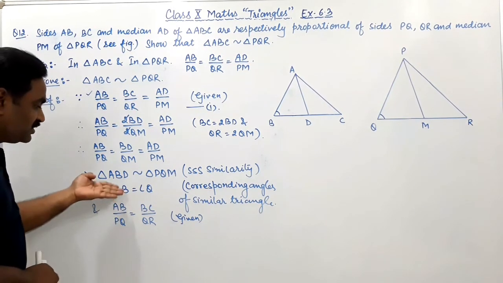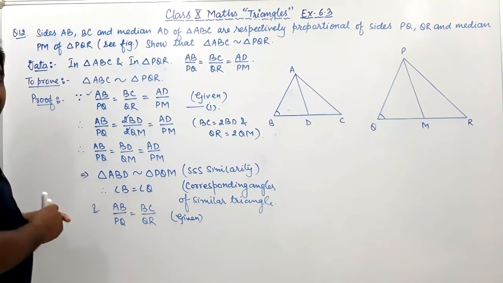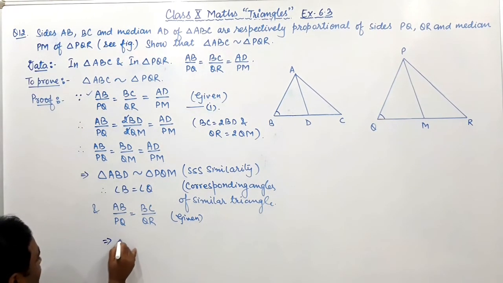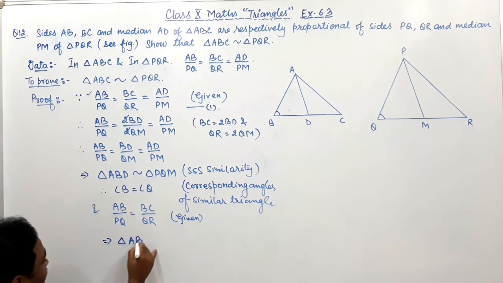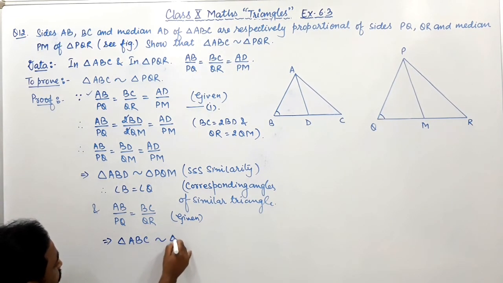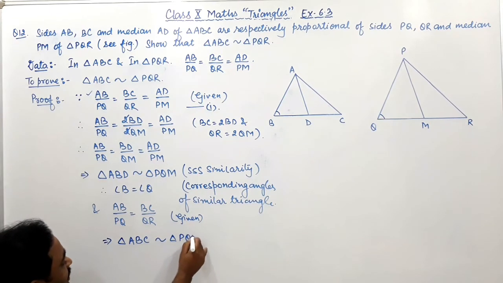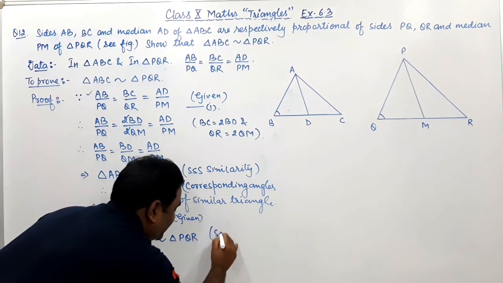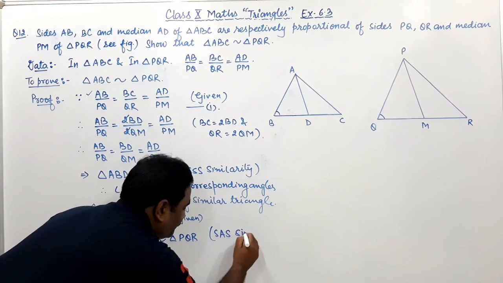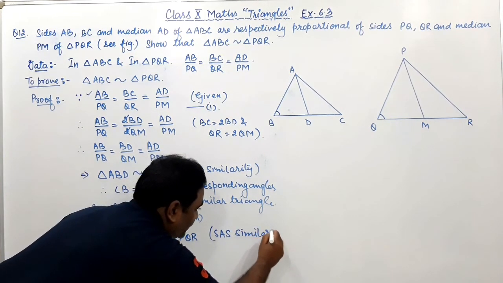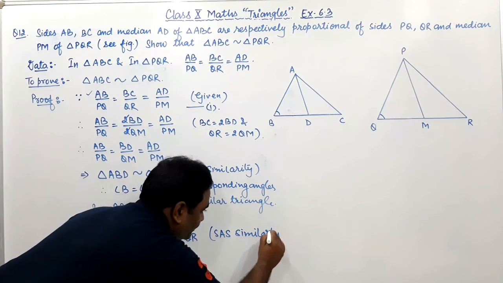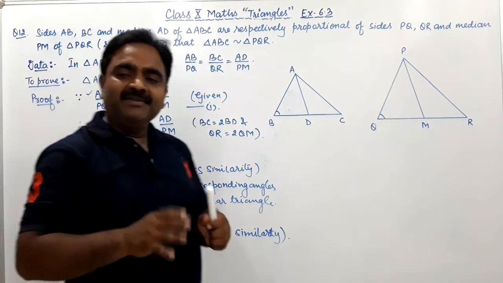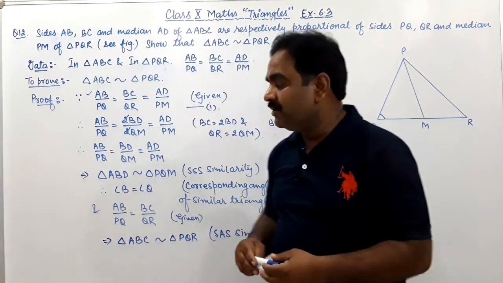Therefore, now these are related to the big triangle ABC. So you can say that triangle ABC is similar to triangle PQR, and the reason is the side angle side similarity criteria. Right friends? So I think you got this question. You must have understood its meaning.